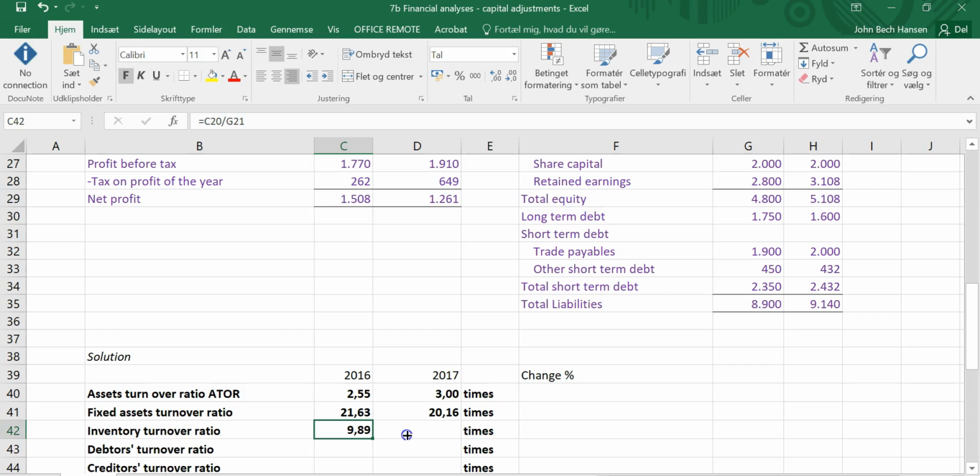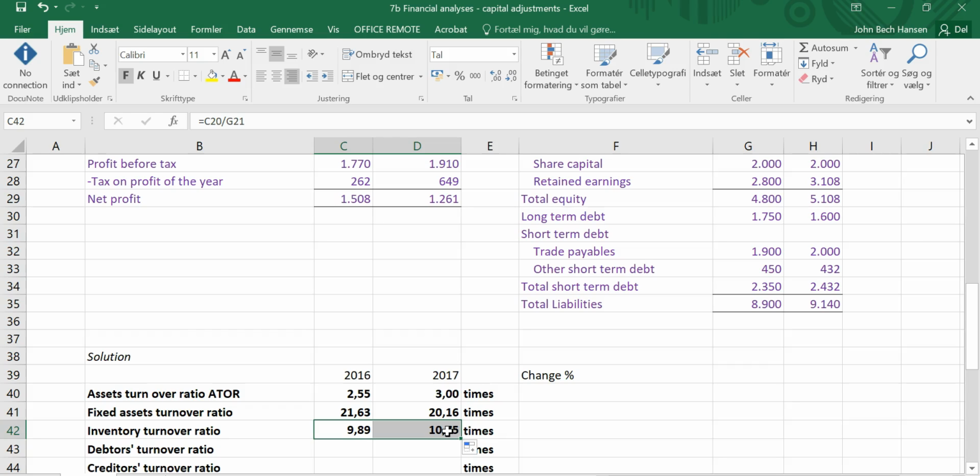That's 9 times, 10 times. Can I draw that? Like this, yeah. And it's getting even better for 2017. And you could also put it another way, that you can say that our inventory has been turned over around 10 times.